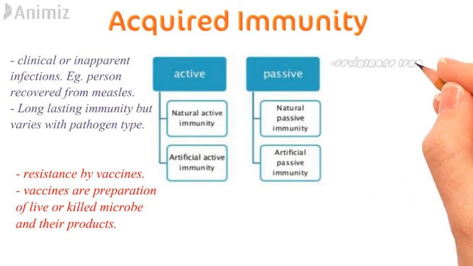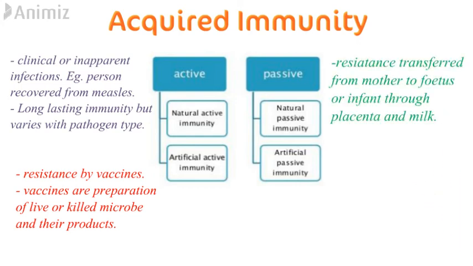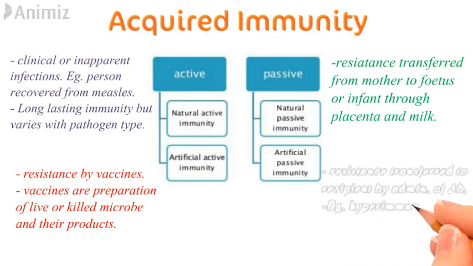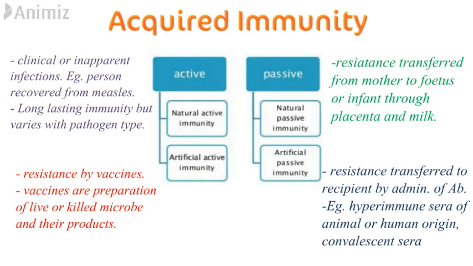Similarly, passive immunity is also of two types: natural passive immunity, which is a resistance transferred from mother to fetus or infants through placenta and milk, and artificial passive immunity, which is the resistance transferred to the recipient by administration of antibodies, for example, in case of hyperimmune sera of animal or human origin and convalescent sera.